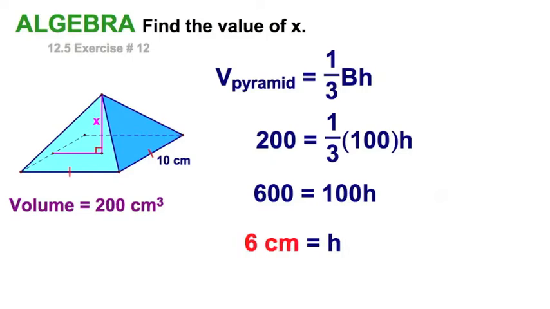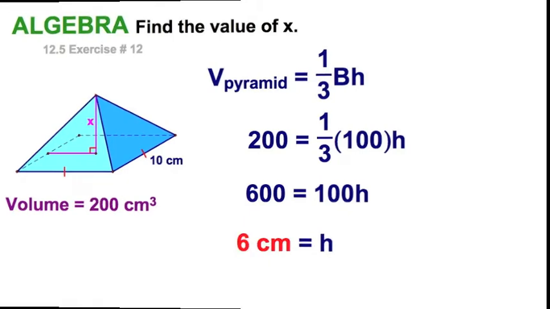But let's consider the units for a minute. These are cubic on the left, cubic centimeters, and we're dividing by square, and that does give me centimeters. So that makes sense all around. Height, 6 centimeters. Well done.